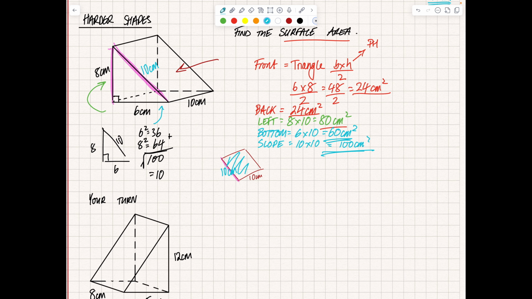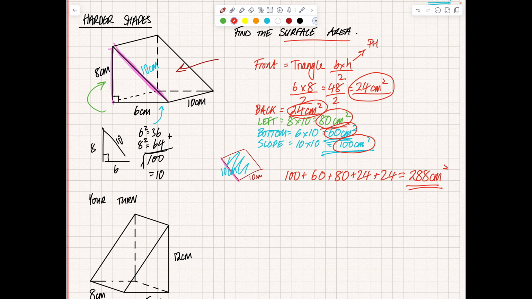Now in this instance, we don't have 6 faces. In the cubes and the cuboids we just did, we had 6 faces. We now have 5 faces. So I've got my 24 for my front, 24 for my back, 80 for my left, 60 for my bottom, and 100 for my slope. So adding all those together, make sure you show that you're doing 100 plus 60 plus 80 plus 24 plus 24. And when you work all of that out, you end up getting an answer of 288, and this will be centimetres squared, remember.